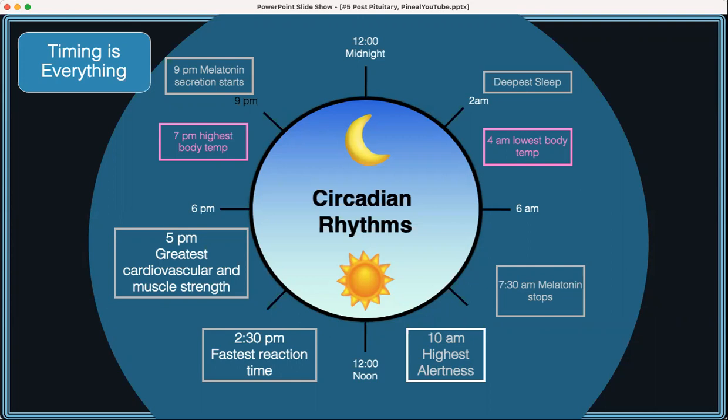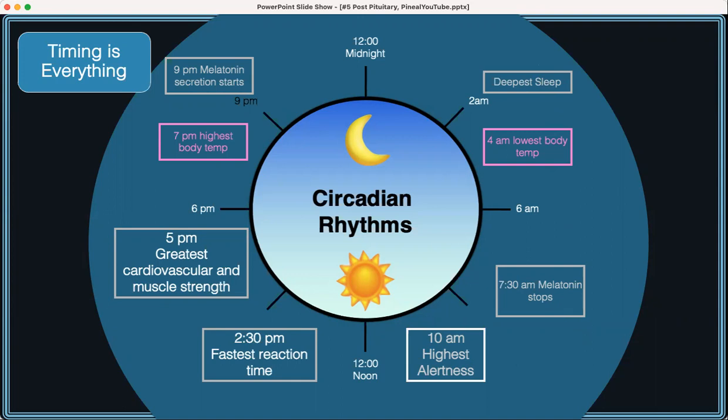Circadian rhythms, because of the biologic clocks, they found that your deepest sleep is around 2 a.m. Melatonin production stops at 7:30 a.m. Your highest alert is actually around 10 a.m.